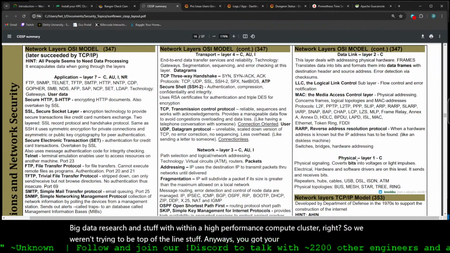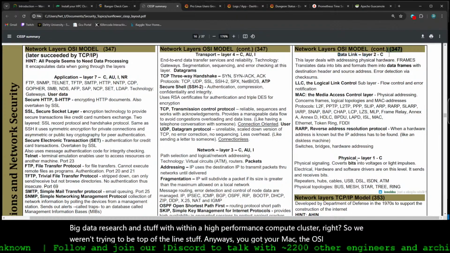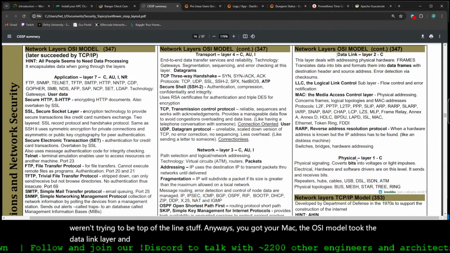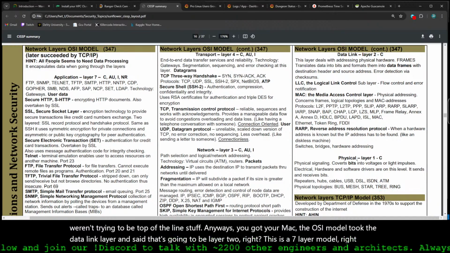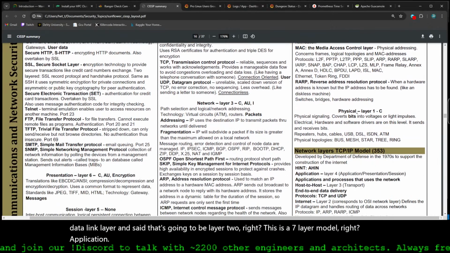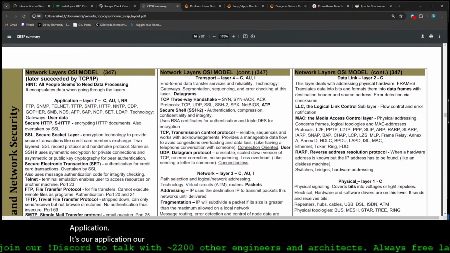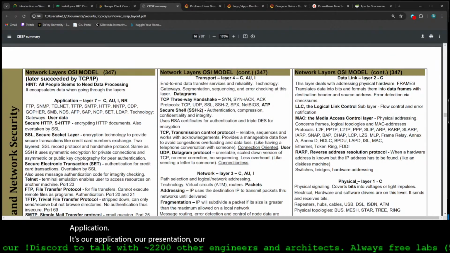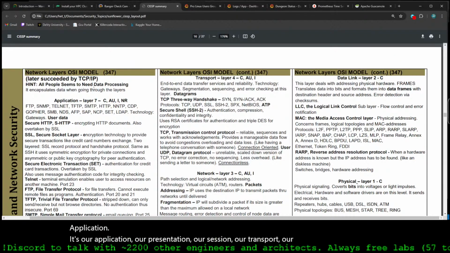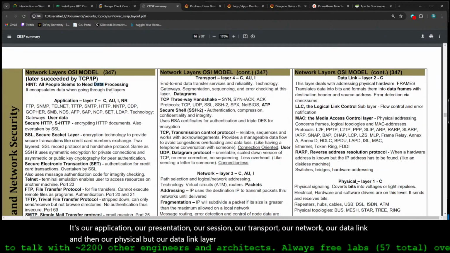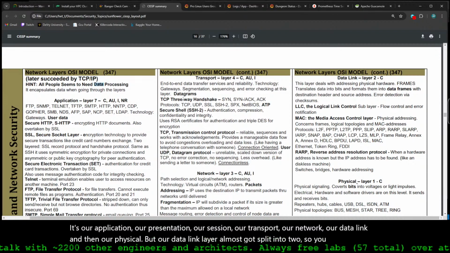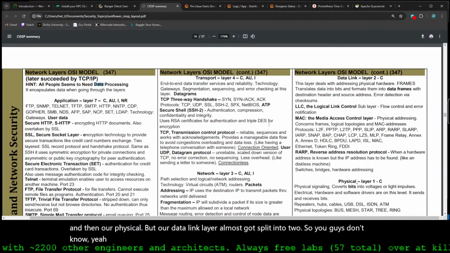The OSI model took the data link layer and said that's going to be layer 2, right? This is a 7-layer model, right? Application, presentation, session, transport, network, data link, and then physical. But our data link layer almost got split into 2. So you guys may not know, it's because of what ARP was doing.